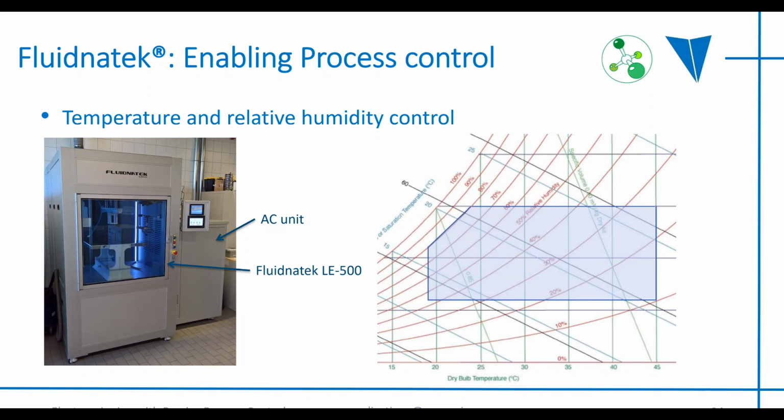So, for example, on the bottom, the x-axis, we see the temperature, and the curved red lines indicate the relative humidity, and the shaded blue area is the area which is achievable with our AC unit. So, for example, at 25 degrees, we can achieve relative humidity inside the chamber between about 30% and about 75%.